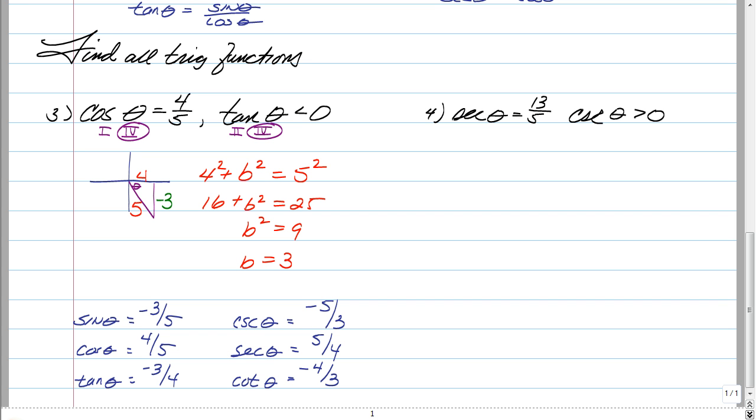All right? So the last one is all you. I'm giving you that the secant of theta is 13/5, and I'm telling you that the cosecant is positive. So draw a diagram, label your 2 pieces, find the 3rd piece, and list all 6 trig functions. Give it a try.